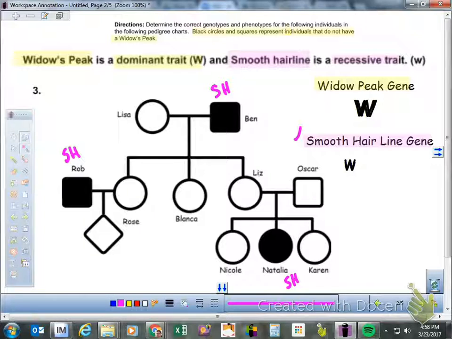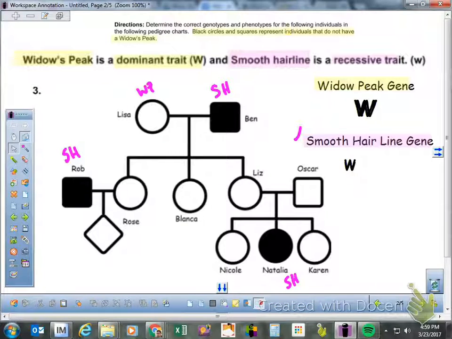Everybody else, all the white ones, have a widow's peak. I'm going to use WP. So everybody in white has a widow's peak. Now let's try to figure out what their genotypes are, because those are their phenotypes. What are their genes?